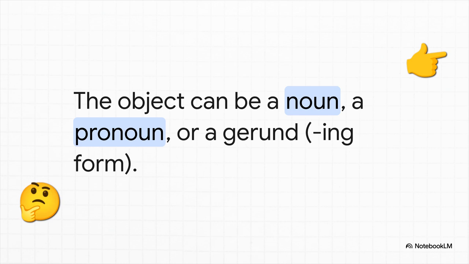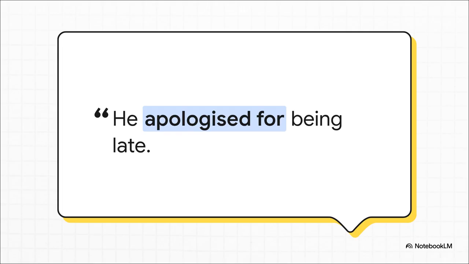So what comes after this grammar glue? The object. And what's really cool is that this object is super flexible. It can be a simple noun, like music, or a pronoun like him, or even another action that ends in ing, which we call a gerund. Here is a perfect example of that using a gerund. He apologized for being late. See? Our inseparable pair is apologized for, and the object of that apology is the action being late. The structure is so clean. You have the verb-preposition pair, and then you have the object.